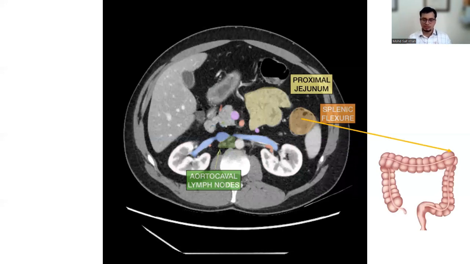The splenic flexure is visualized here. You can see here, this is the part of the colon, the splenic flexure. This is the area of the colon which is most sensitive to hypoperfusion and more likely to suffer from ischemia. The sigmoid colon is also very prone to ischemia.